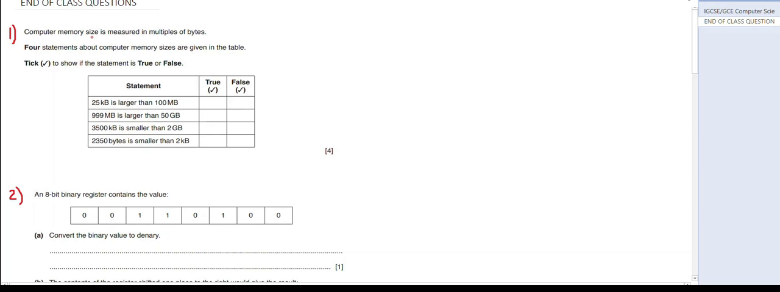Computer memory size is measured in multiples of bytes. 4 statements about computer memory sizes are given in the table. Tick to show if the statement is true or false. Right? Now, what is the statement? This is a past paper question. Right. 25 kilobytes is larger than 100 MB.